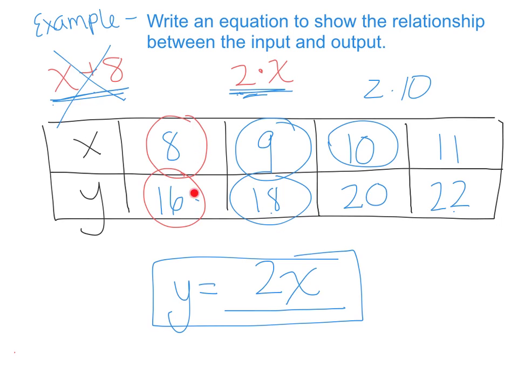So we were looking at 8 and 16. We said, well, it could be adding 8, or it could be multiplying by 2. We wrote both rules out, and then we checked it with the next one. 9 and 18. X plus 8 didn't work anymore, but 2 times x did. And then we came to 11 and 22, and 2 times x worked for that one as well. So that's how we figured out what the rule was to fit our table.